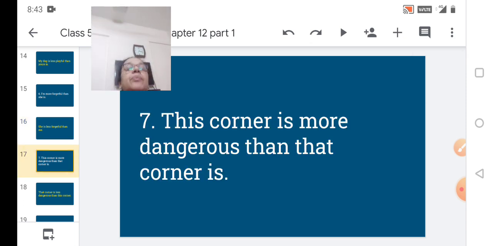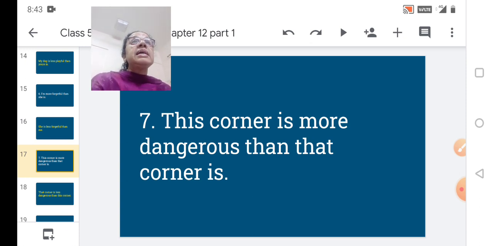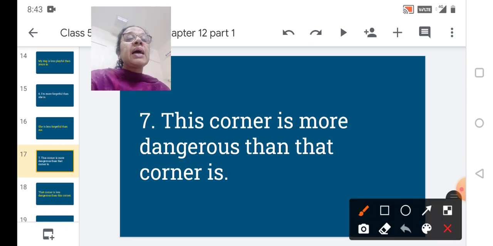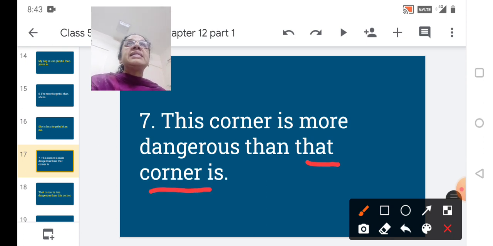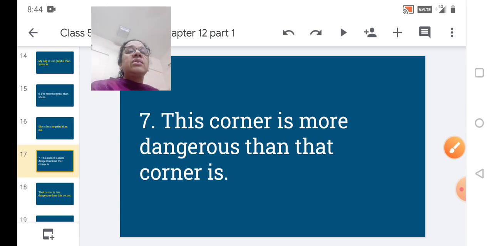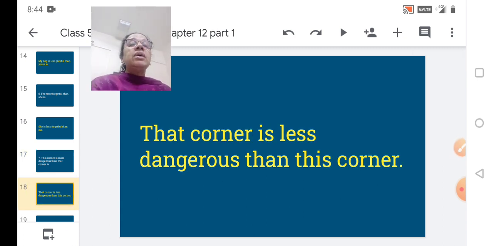Now we go to the next one. This corner is more dangerous than that corner is. This corner is more dangerous than that corner is. Here the latter part is that corner is. So we have to start the answer using the words that corner is. So let us try, students. That corner is less dangerous than this corner. This is simple. That corner is less dangerous than this corner.